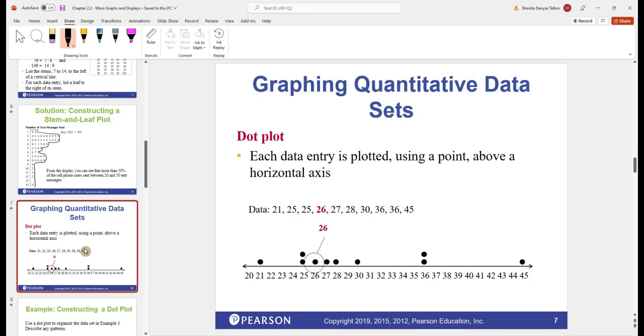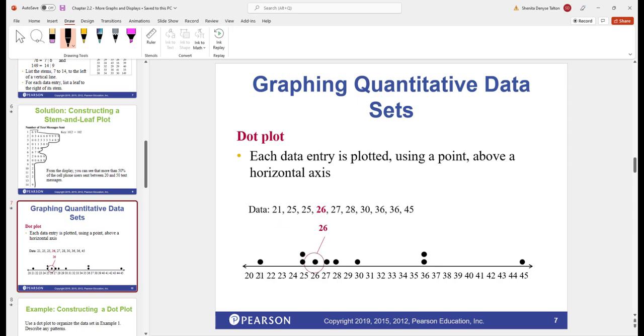Another plot that we have is a dot plot. Once again, we usually don't see dot plots out in the real world. But to do a dot plot, you take each data entry and you plot it above a horizontal axis. So once again, we have this small data set. My horizontal axis goes from 20 to 45. And then we just plot each point above its corresponding number.